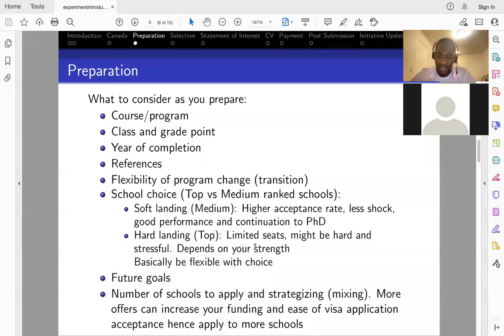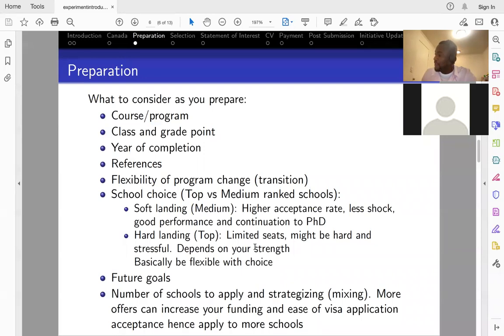Just be basically flexible. In terms of the future goals, you probably want to see what are my goals, what am I expected to do, and how that relates to the field. Now, in terms of the number of schools to apply, I think if you have the money or the resources, you should apply to as many schools as you can.